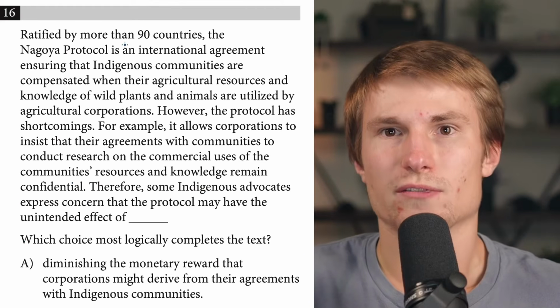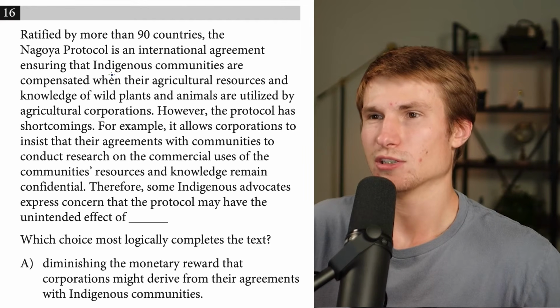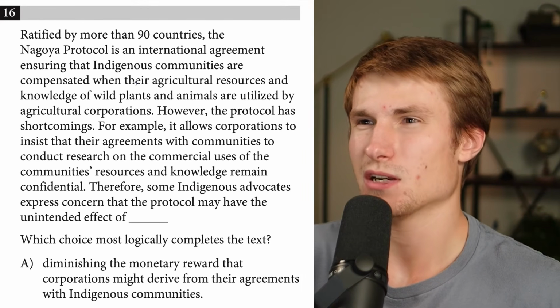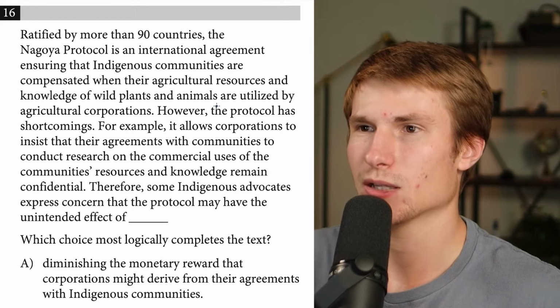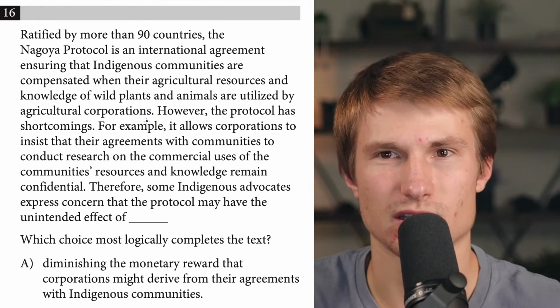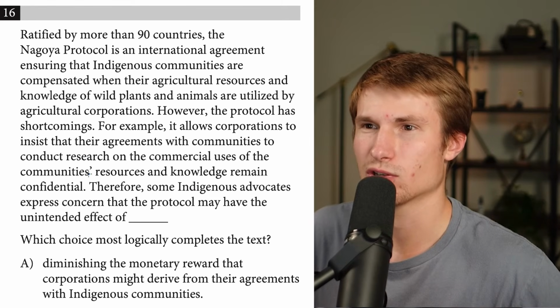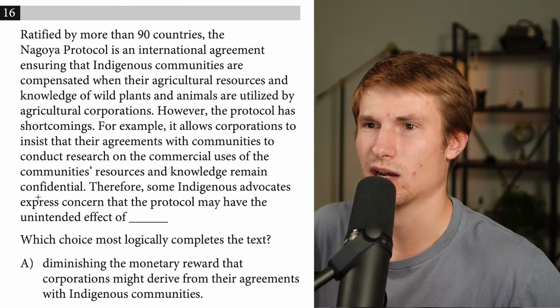Question 16. Ratified by more than 90 countries, the Nagoya Protocol is an international agreement ensuring that indigenous communities are compensated when their agricultural resources and knowledge of wild plants and animals are utilized by agricultural corporations. However, the protocol has shortcomings. For example, it allows corporations to insist that their agreements with communities to conduct research on the commercial uses of the community's resources and knowledge remain confidential.